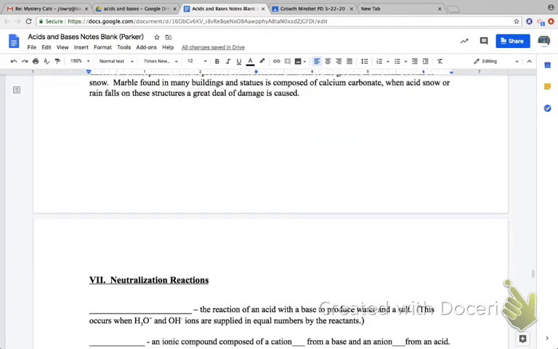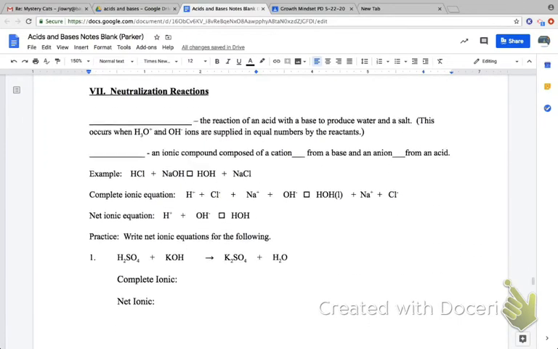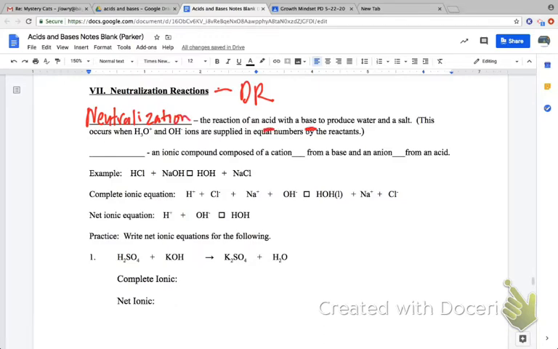All right, so let's move on to titrations, because that's what we're going to spend our time doing today. A neutralization reaction is a type of double replacement reaction. We've talked about that before. So a neutralization reaction is the reaction when you have an acid and a base and they produce water and a salt.